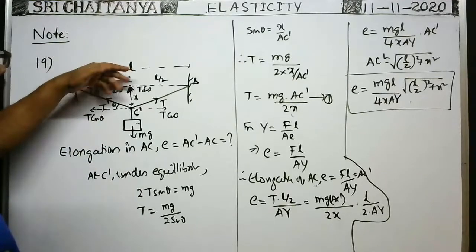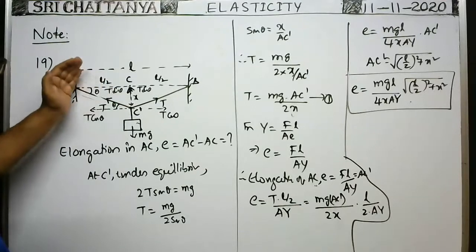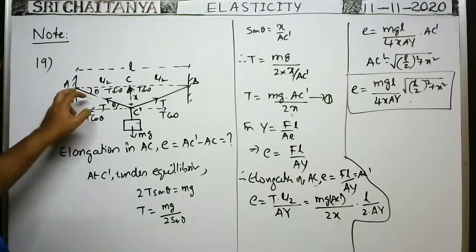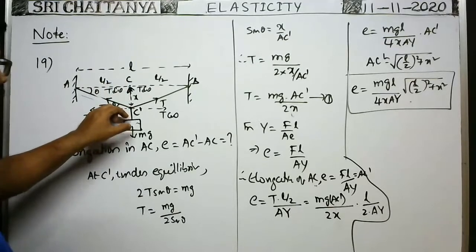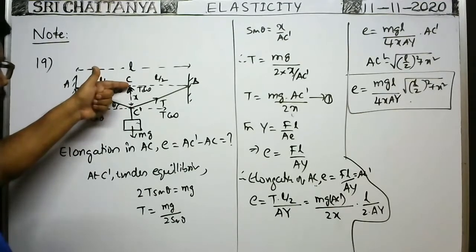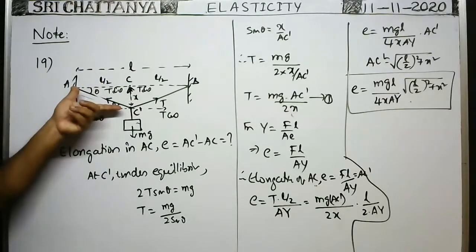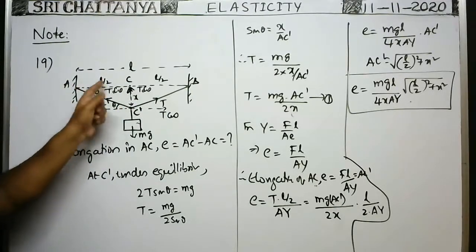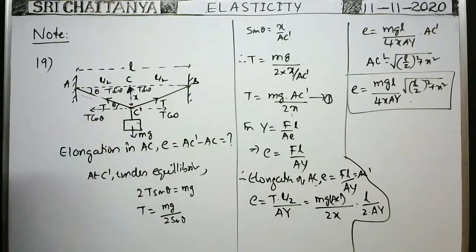Suppose when the midpoint comes to this position, the string makes an angle theta with the horizontal. This length is equal to L by 2. When the load is suspended exactly at the midpoint, the displacement of the midpoint in the downward direction is, say, x. Then the elongation of this string is equal to AC dash minus AC, where AC is L by 2.